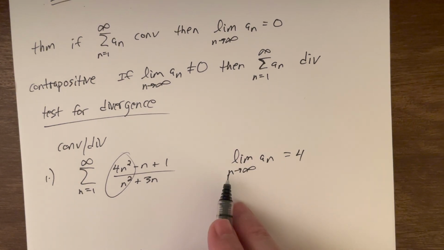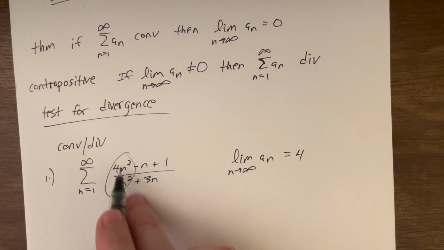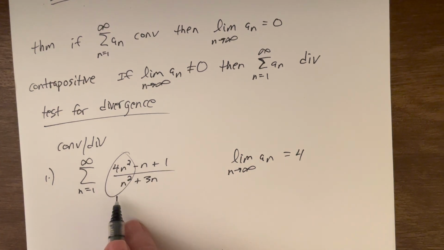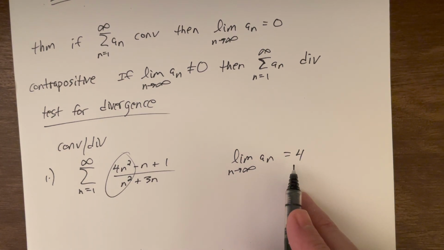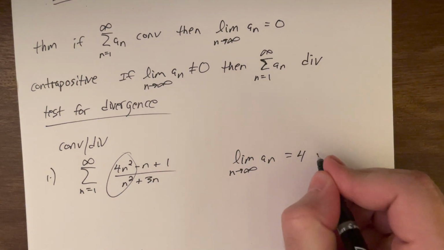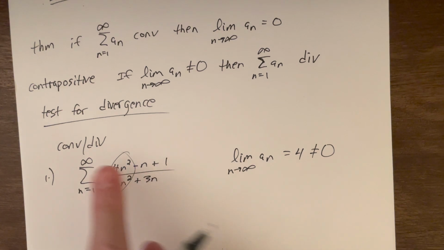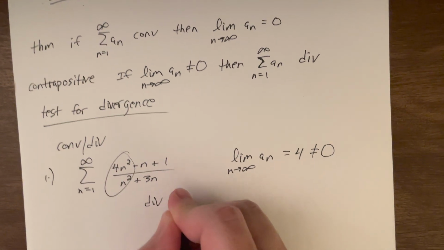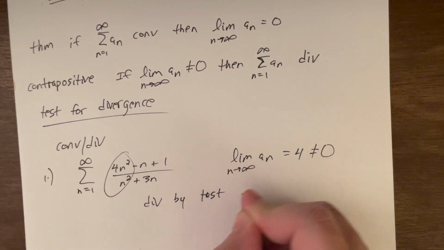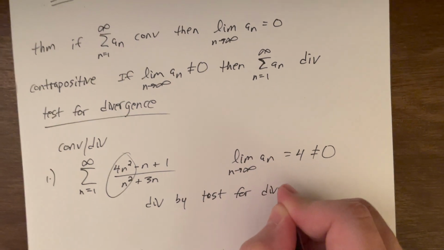If you want to write out a little more, again, the limit of all of this, then you focus on your dominant terms, then you cancel down, and then get to here. But now we all get to make the same result. That limit does not equal 0. Therefore, this series diverges, and we are using the test for divergence.